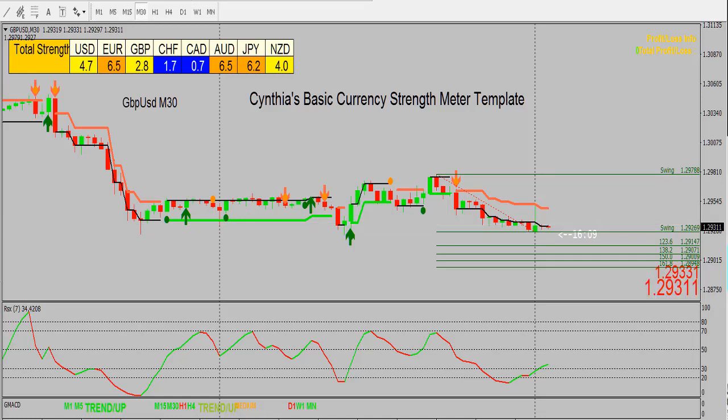Hi traders, this is Cynthia of Day Trade Forex bringing you an introductory video to my new currency strength meter template. I have a basic template and a pro template, so I'm just going to show you really quickly the difference between the two.